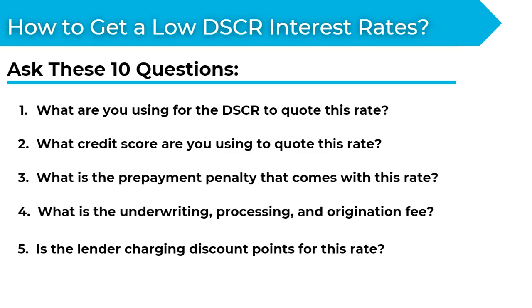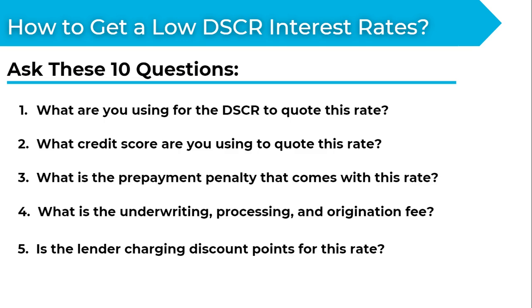be better rate for the one that's at 1.15 because it's less risky to the lender. So first of all, you want to ask, what are you using for the DSCR to quote this rate? So that's what I just talked about. Is it 1-to-1, meaning the rents is exactly what the housing payment is? Or is it 1.25, meaning that the rents coming in are 25% higher than what the housing payment is?